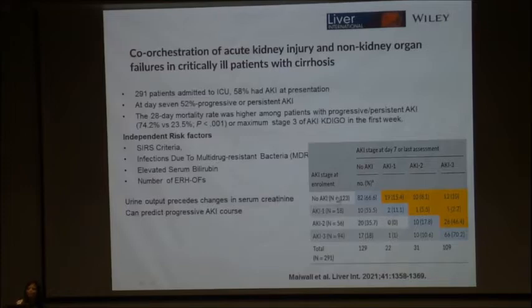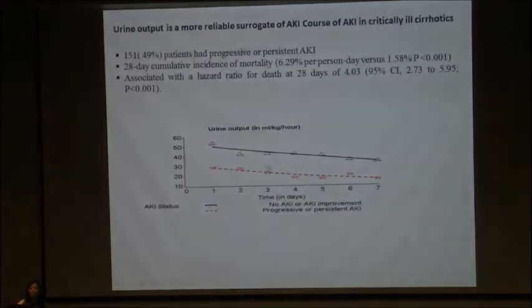Now, this is the only prospective study which is available, which shows that urine output precedes changes in the AKI. So you should not rely on your creatinine measurements, and that is what I keep teaching every day to the residents. Don't go by creatinine. You should look at the urine output. We are doing blood gases. We should look at the metabolic acidosis and other parameters to pick up AKI early on in these critically ill and severely sick patients.